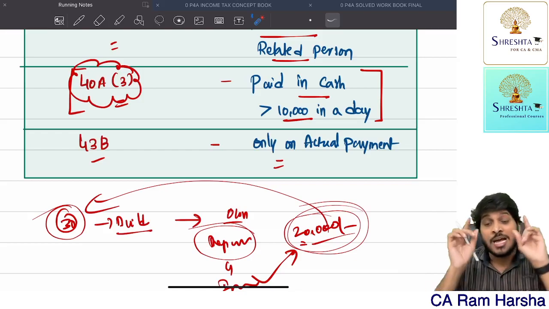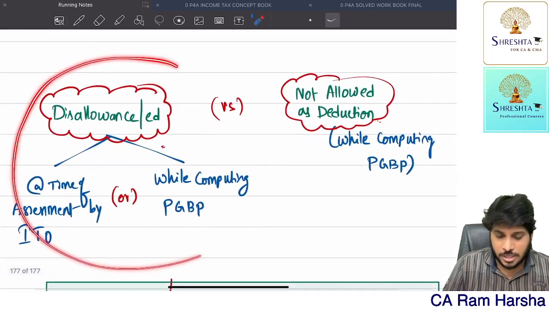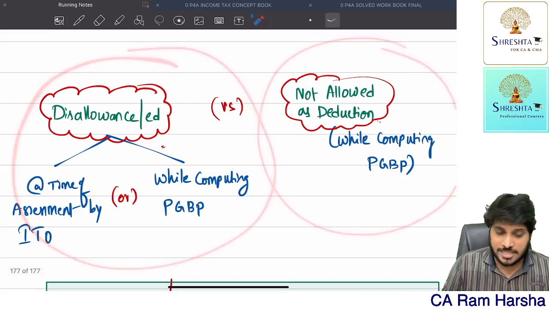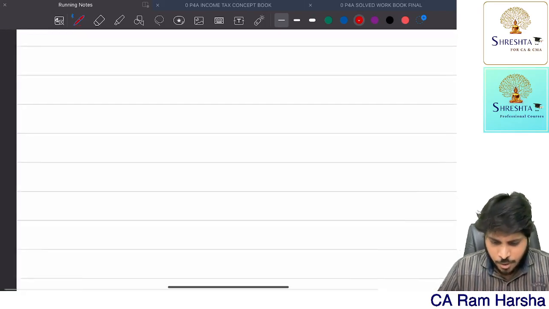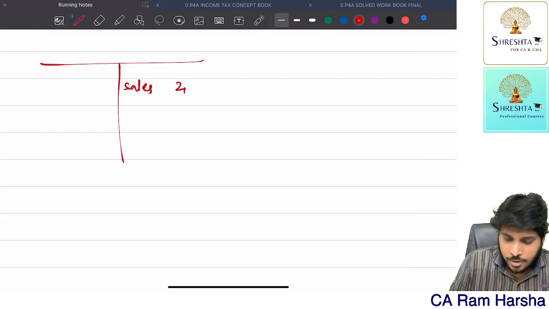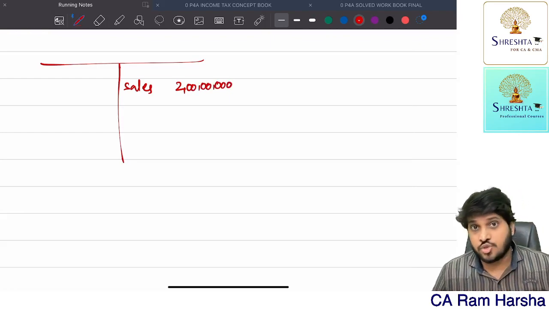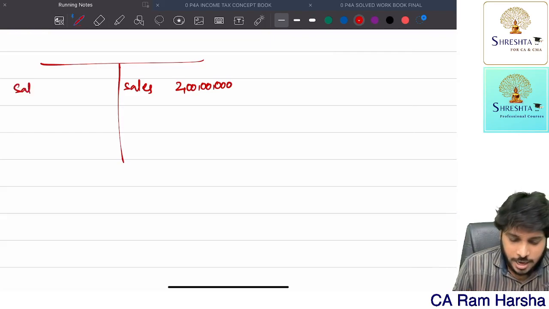That is one provision. Now, let us connect this example with these terminologies: disallowance versus not allowed as deduction. Now, the same example I'll tell you. Suppose I will show you my business profit and loss account. I have made sales. 2 crore is my sales value. During this year, my turnover is 2 crores. Sales alone, only sales is 2 crore. And I have paid salaries.